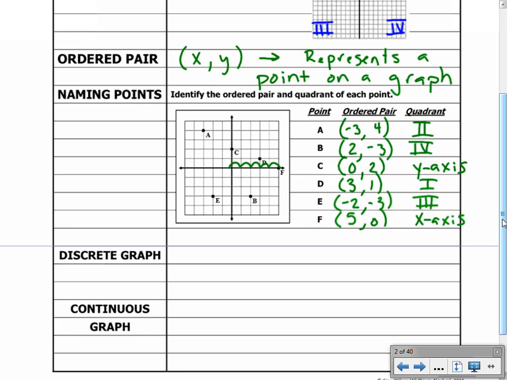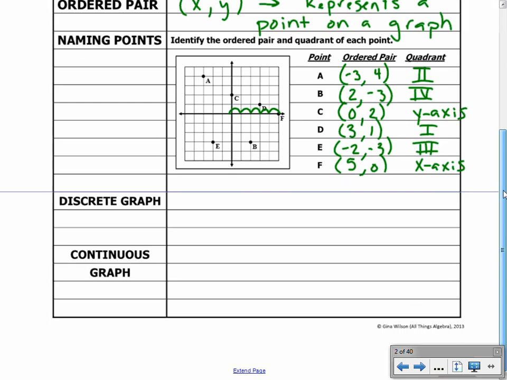Okay, so that's how you can identify points and write the ordered pair, and if you can do that, you can probably take an ordered pair and plot it as well. So the last two definitions we have on our front page here are a discrete graph and a continuous graph. So there's two types we're going to look at.